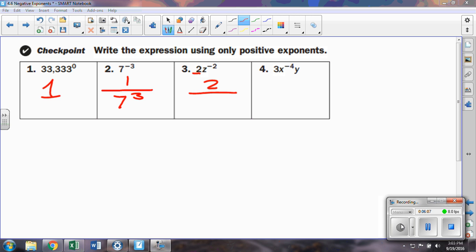But the z portion, since it's a negative exponent, that's got to come down. And so we have z squared in the denominator. We're done.